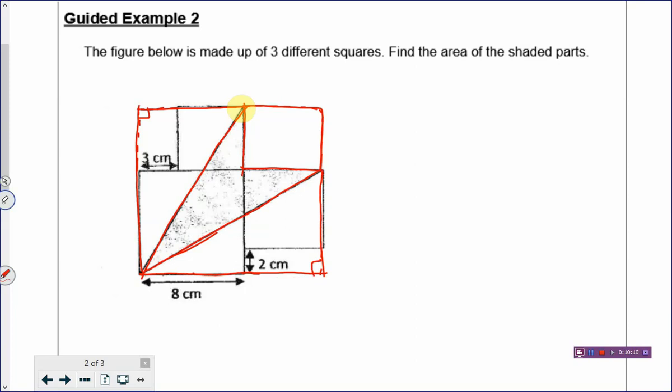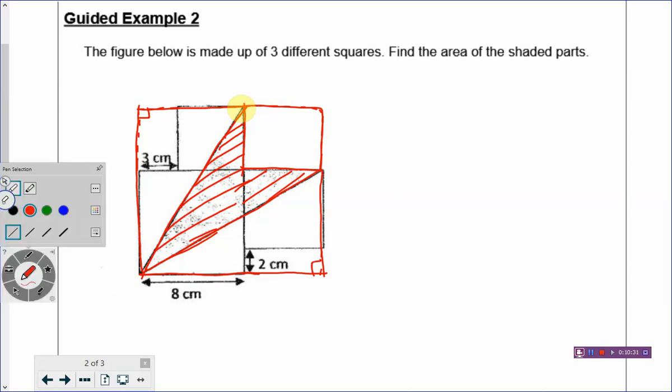Okay, so let's try to find the shaded part. Let's do some highlighting. So this is the shaded part that we are asked to find. Now, here we go. The first step is to find the area of the whole figure, which looks like a rectangle. So how do we find the area of the whole figure?